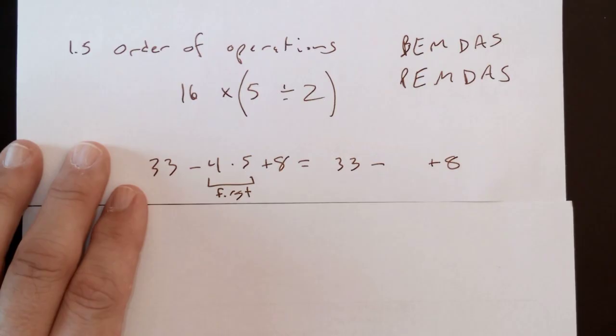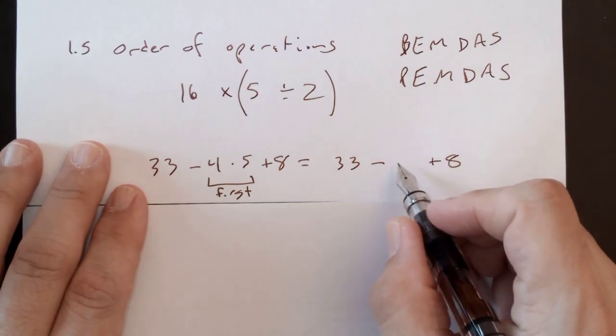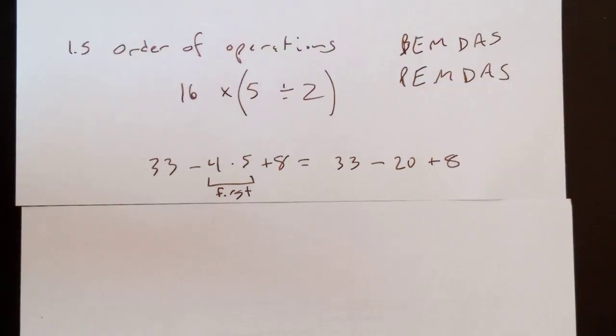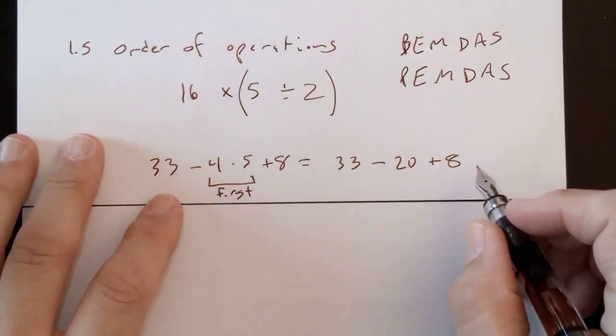And 4 times 5 is easy, right? So yes, there isn't an obvious set of parentheses, but my order of operations intent is that I would multiply before adding. And now, left to right. 33 minus 20 is 13, plus 8 is 21. Ta-da!